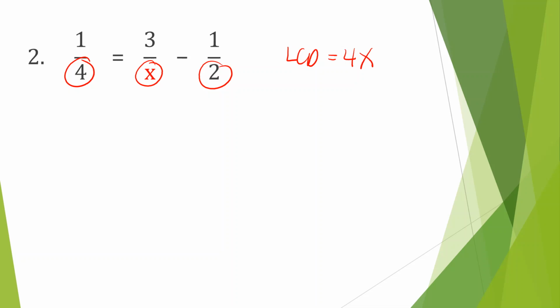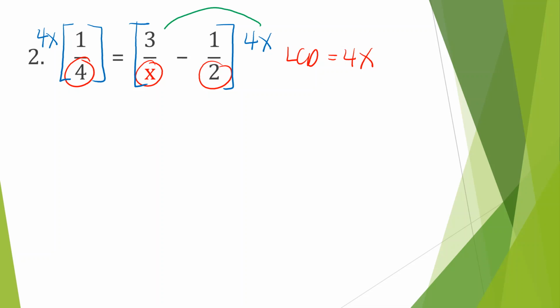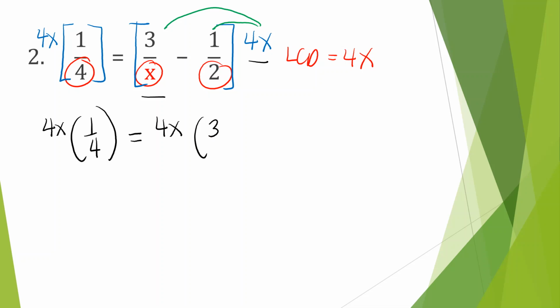The next step is to multiply both sides of the equation by the LCD, which is 4x. Next, let us apply distributive property of multiplication. So this one will become 4x multiplied by 1/4 is equal to 4x multiplied by 3/x minus 4x multiplied by 1/2.